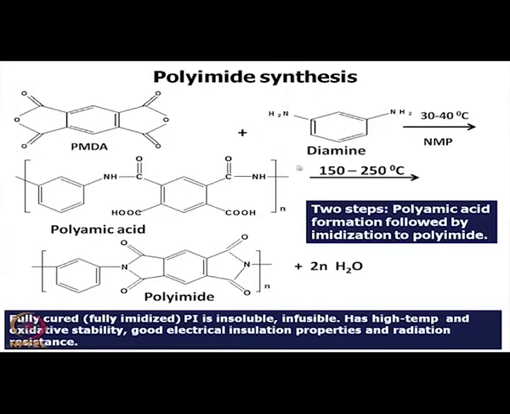This polyamic acid is dissolved in NMP solvent as a solution, then that can be cast as a film. Slowly the solvent is removed from the cast film, followed by heating that film at high temperature, gradually and stepwise increasing the temperature from 150 to 250 degrees, sometimes up to 300 degrees, that leads to a polyimide film. So, fully cured means fully imidized. This is fully cured, this is not fully cured, this is not imidized, here it is imidized. So, it is called fully cured or fully imidized.